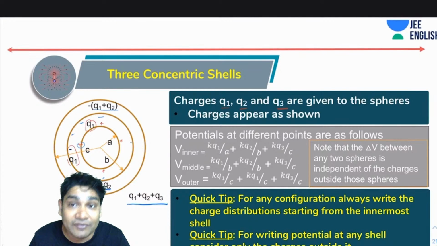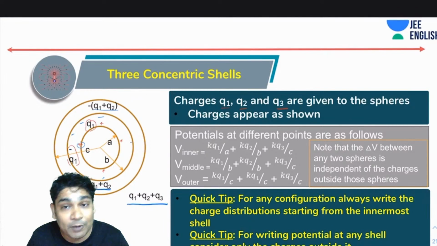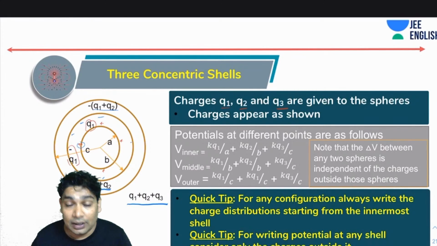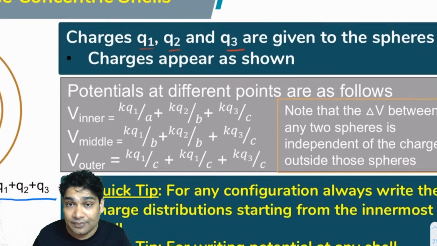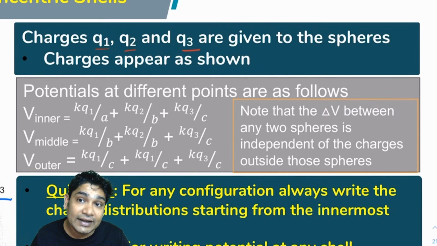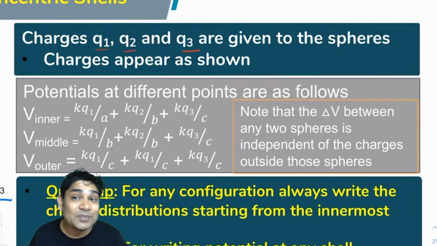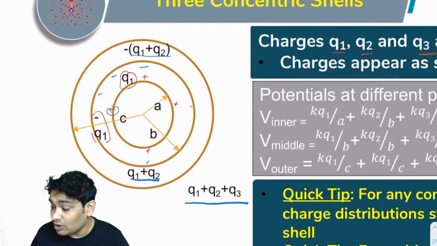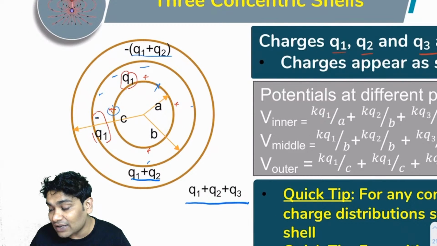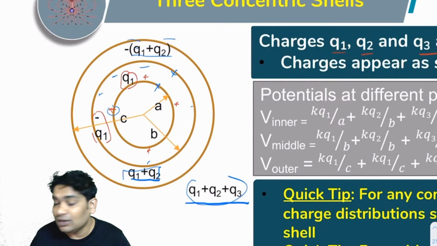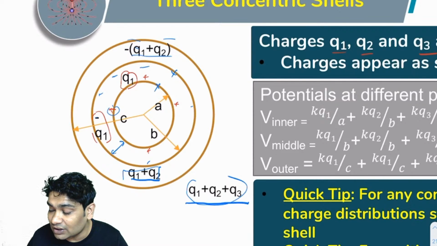Similarly, you can write the potential differences also. You can write the potentials and the potential differences. Now you will also realize that, just like the last case, the delta V between any two spheres is independent of the charges present outside those spheres. So the delta V between this and this would be independent of all this charge and this charge. These charges would not have mattered while calculating the delta V between these.